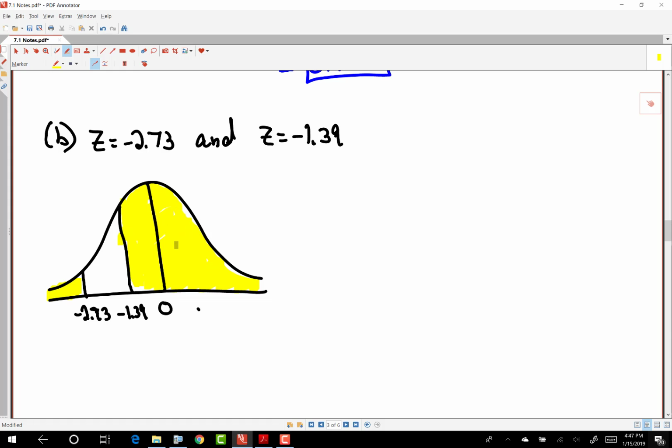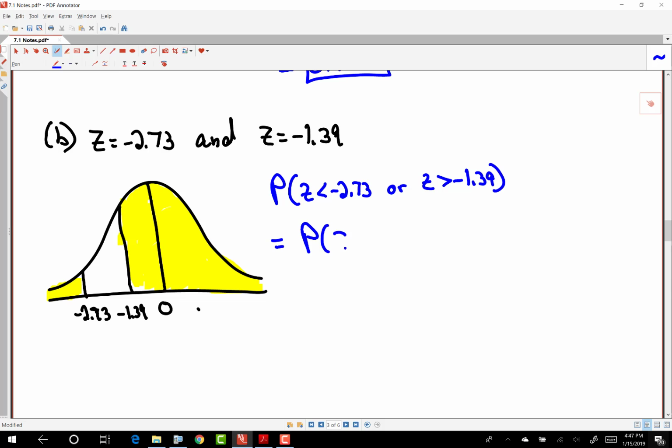By the way, an alternate way to do this problem is to find the area in between the two numbers and just subtract it from 1. You can do it that way too. I think it's equal amount of work, so it doesn't matter. So we're looking for the probability that z is less than negative 2.73 or z is greater than negative 1.39. So that will be the probability that z is less than negative 2.73 plus 1 minus the probability that z is less than negative 1.39.